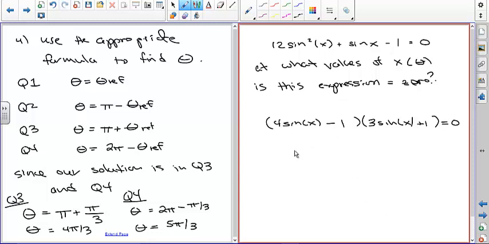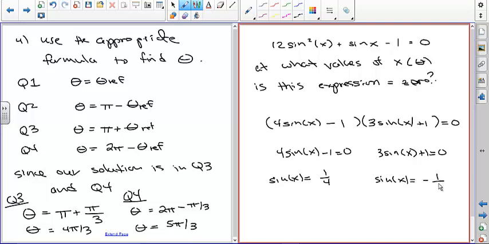So my solutions are going to be, this function is going to be equal to 0 when 4 times the sine of x minus 1 equals 0, and when 3 sine of x plus 1 equals 0. So I'm going to solve for the sine of x. Sine of x is going to be equal to 1/4. So this goes to the other side, divide by 4. Likewise, the sine of x is equal to negative 1/3.